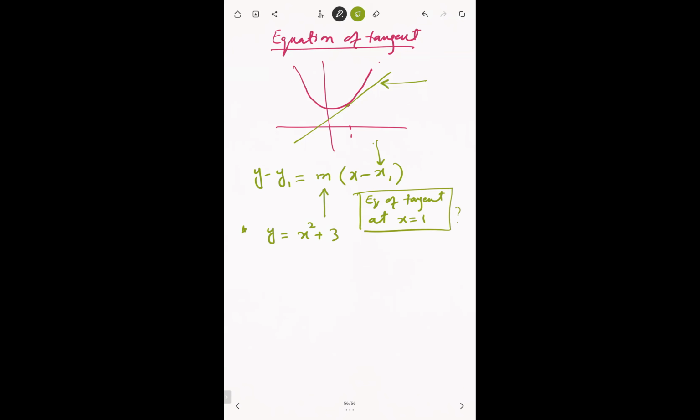If you want to find the equation of any straight line, we need the gradient first. Gradient means we have to differentiate this curve. So if we differentiate the curve, we get dy by dx equals 2x plus 0, which is 2x. So what will the gradient be? For the gradient, you need to put x equal to 1. The gradient is 2. So we got this one. Now the missing thing: we should know one point on that tangent line.